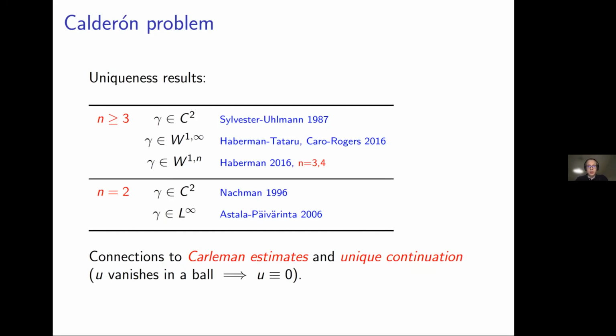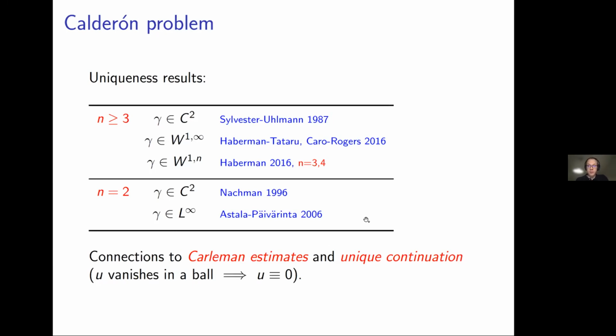In 2 dimensions, the C^2 result was given by Nachman in '96, and there is a fairly sharp result for bounded measurable conductivities due to Astala and Päivärinta. And it turns out that all of these results have connections to Carleman estimates. These are exponentially weighted estimates, which are also used extensively in control theory and probably familiar to most people in the audience. And also the unique continuation principle, which is the statement that if a solution u of an elliptic PDE vanishes in some small ball, then it has to vanish in the whole domain.